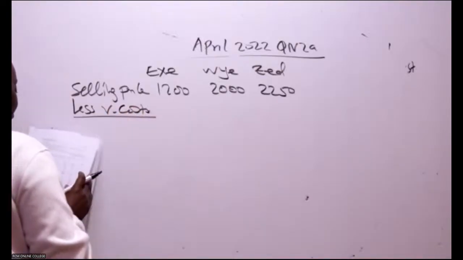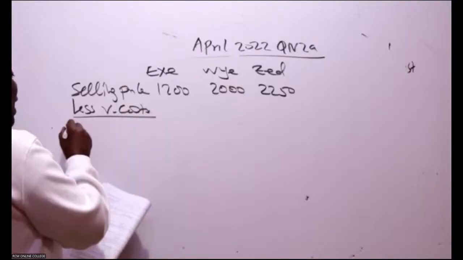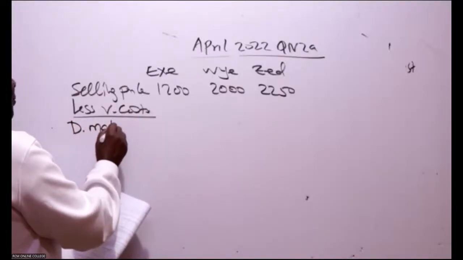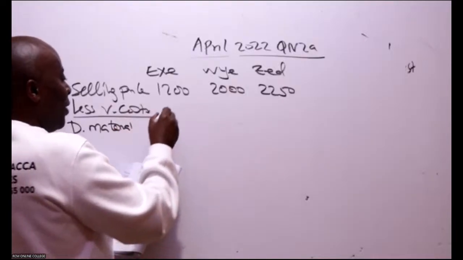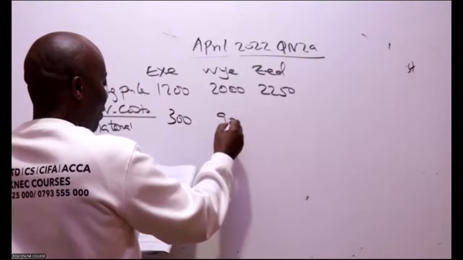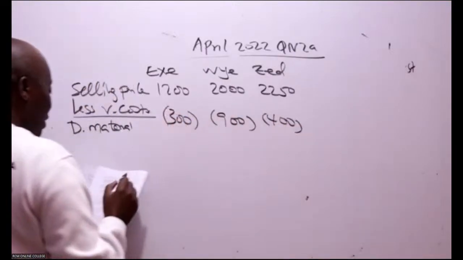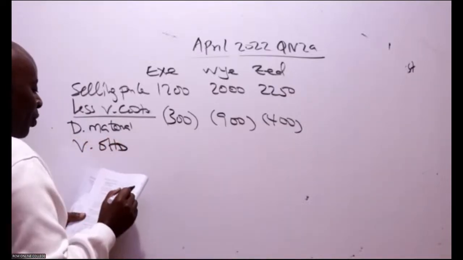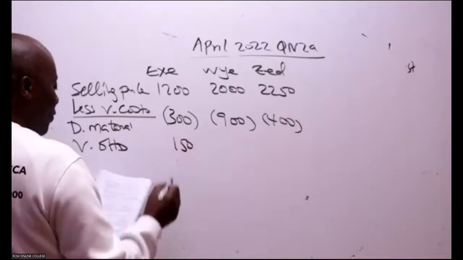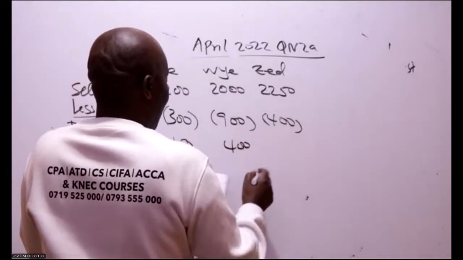I can enumerate them. The first variable cost there is called direct material cost. So direct materials, I can see 300, 900, 400. Great. From there, I have variable overheads: 150, 400, 450.